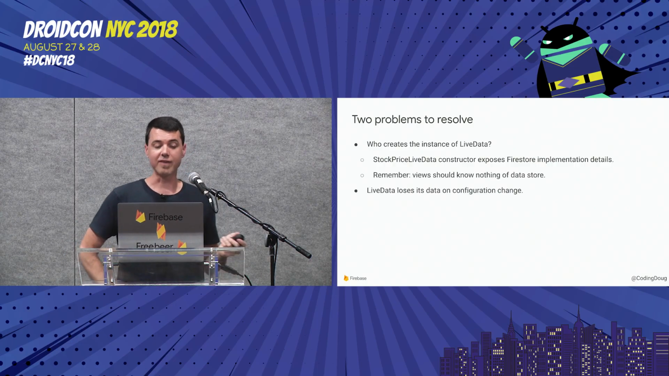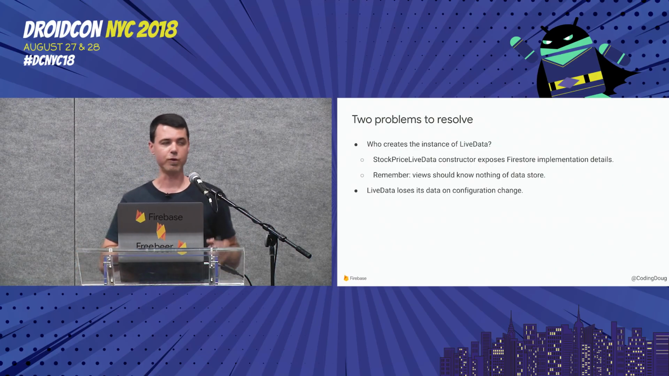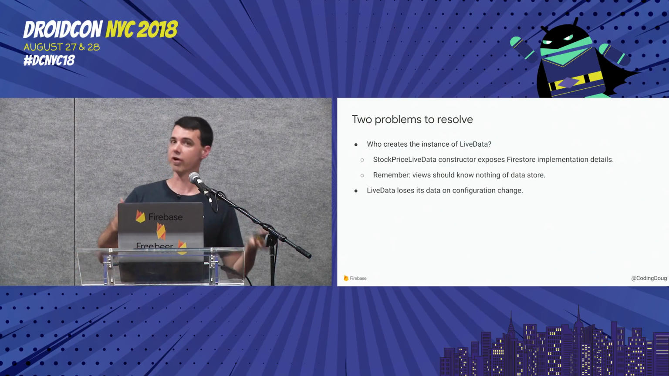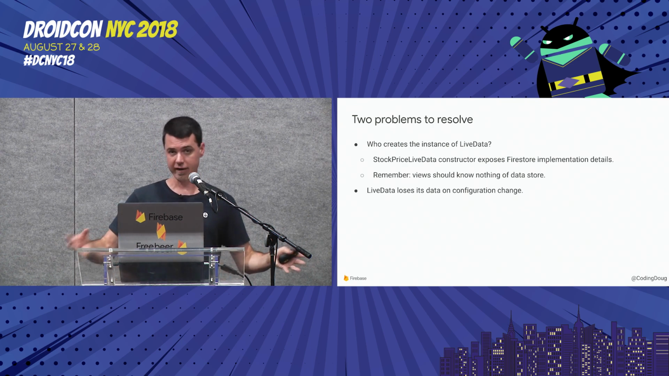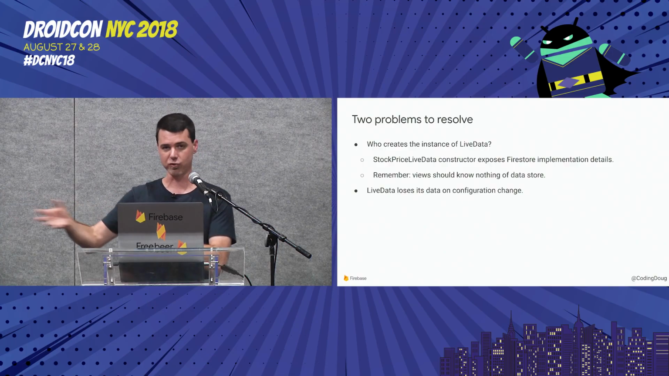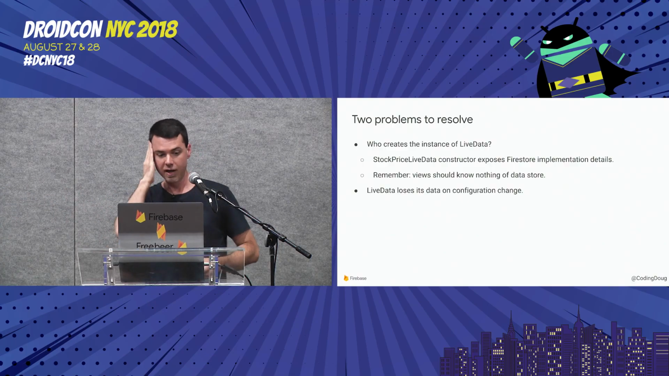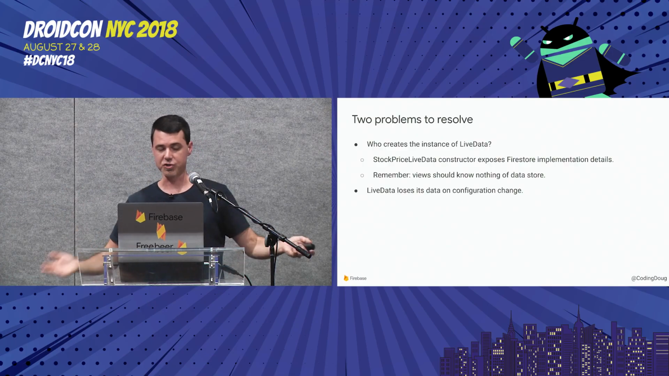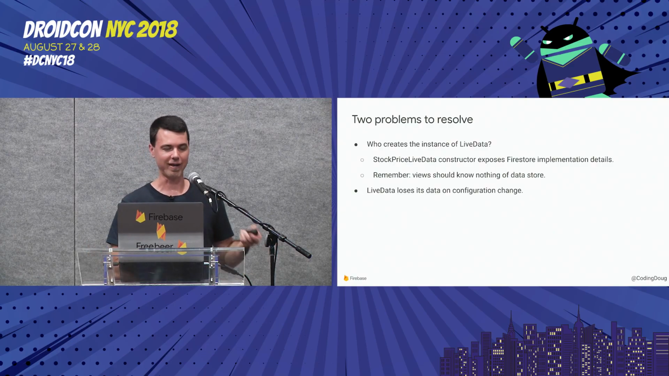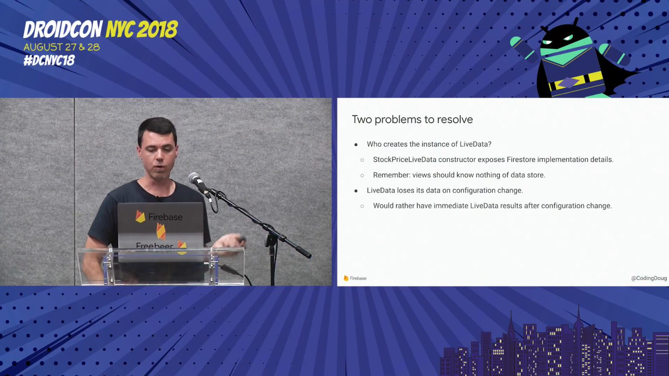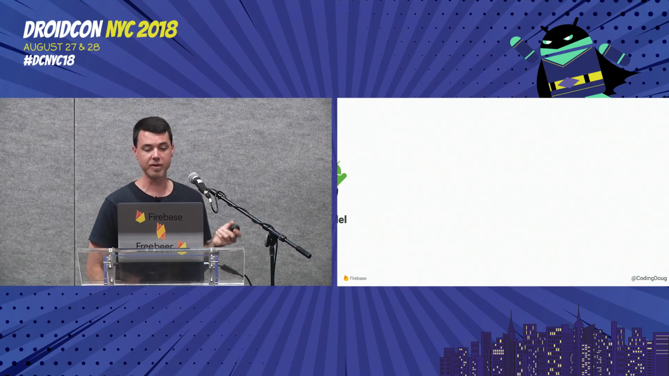The other problem is that the live data will lose its data on a configuration change. So I'm sure you all know, if you have a configuration change, for example, orientation, when you go from portrait to landscape, your activity is destroyed, and then it comes back as a whole new version. You have to sort of reconstitute your state from that. Live data will just go away. But I'd really rather not lose all that data that I actually had in my last instance. I'd rather retain it. So what you can do to solve this problem is use viewModel.